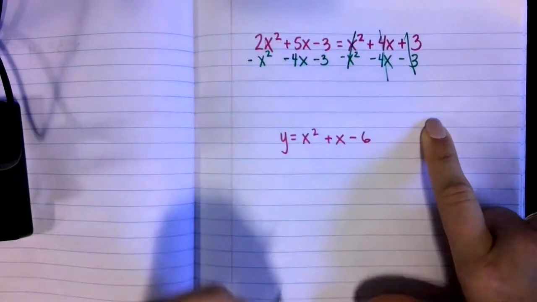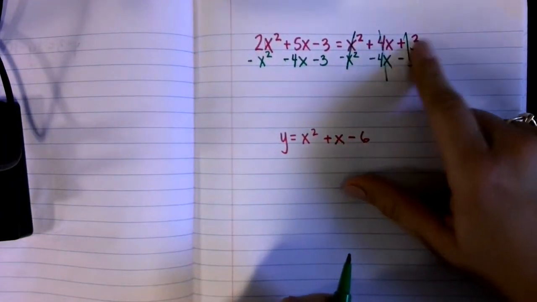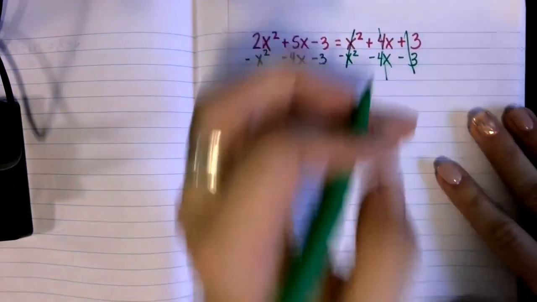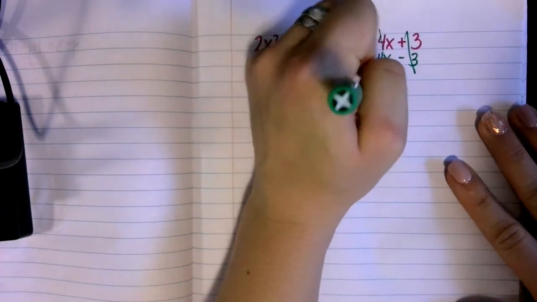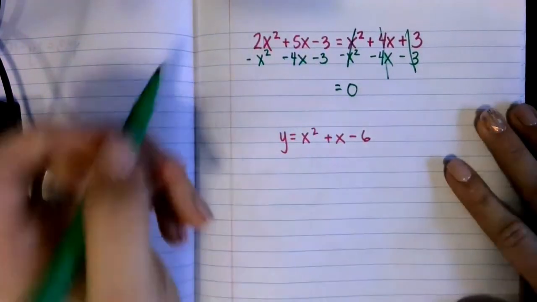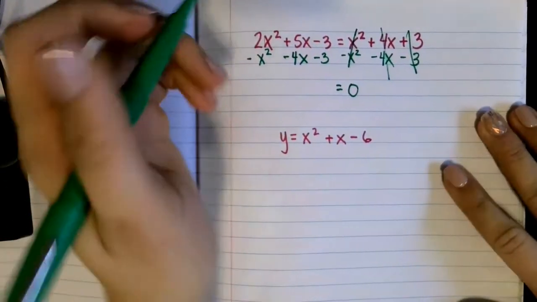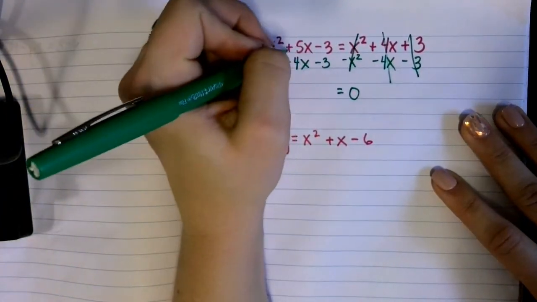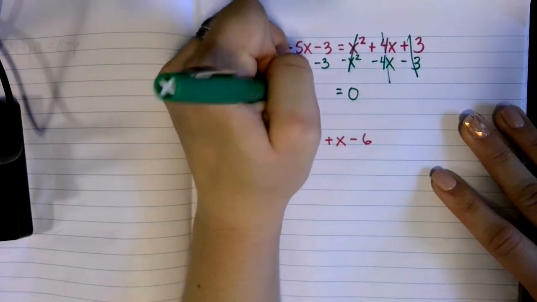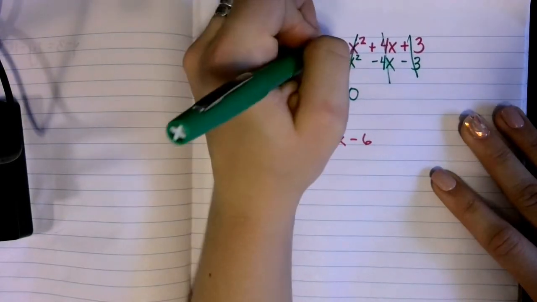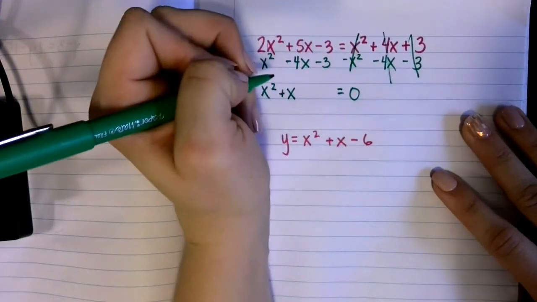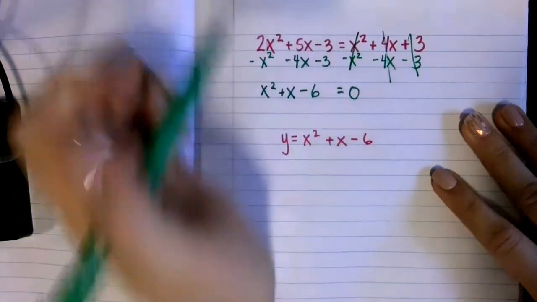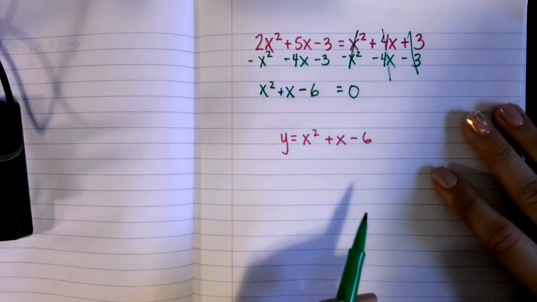So that cancels out. Now the key is we're not just left over here with nothing. You do have to put a 0 as our placeholder. So put a 0 there. Then if I do 2x squared minus 1x squared, I end up with x squared. 5 minus 4 gives me a positive 1x. -3 minus 3 gives me a -6. So we can see kind of where we're getting here.